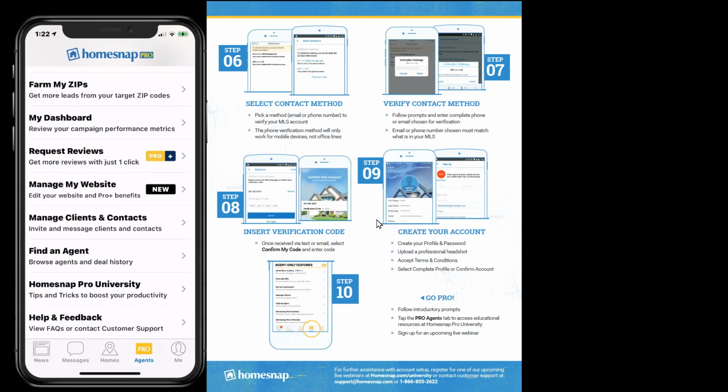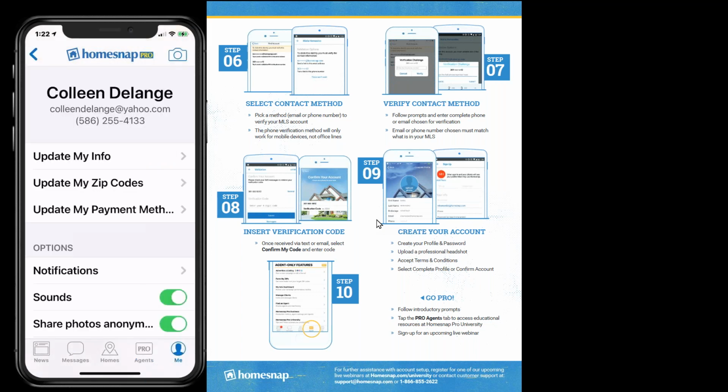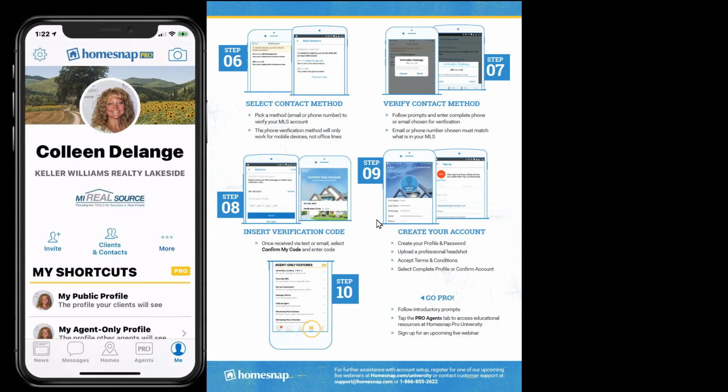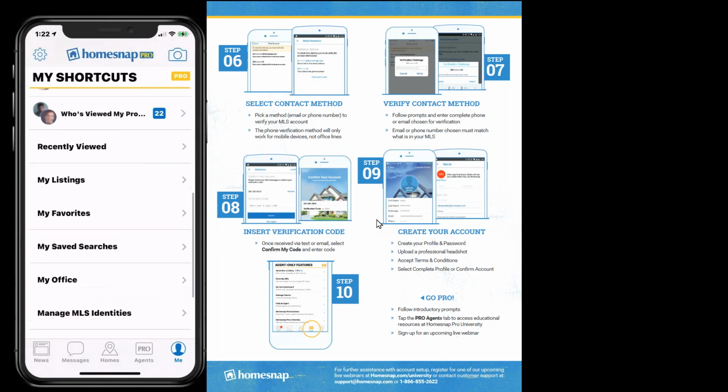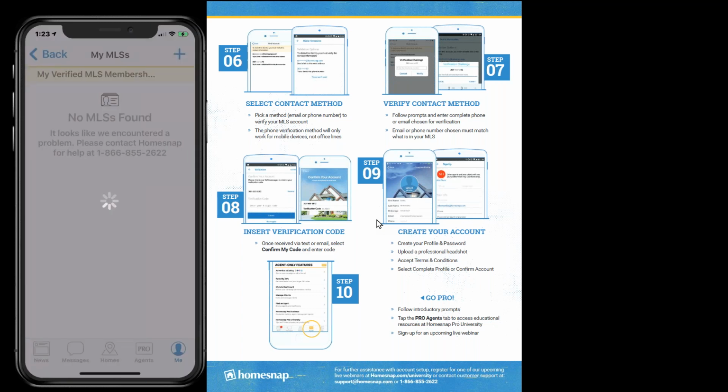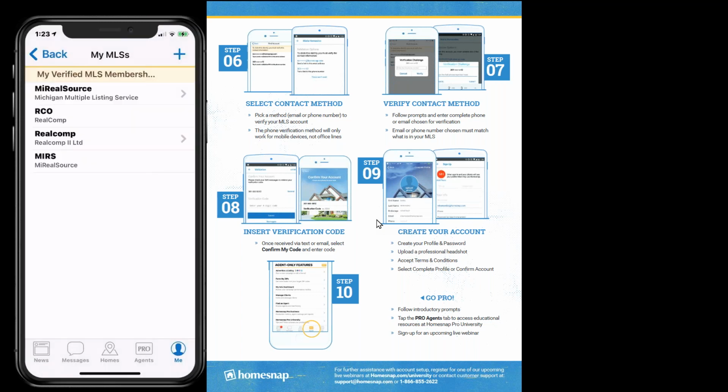Give me one sec. There's a way to say that you are a member of more than one MLS. So Carrie, great question. I thought it was under me, but I am not seeing it. It might be under my profile settings. I'm sorry, it is under my profile settings. If you are under your me tab, you will see manage MLS identities.